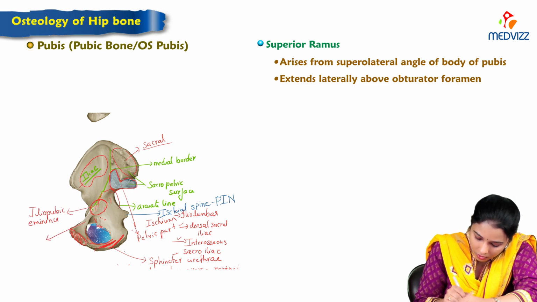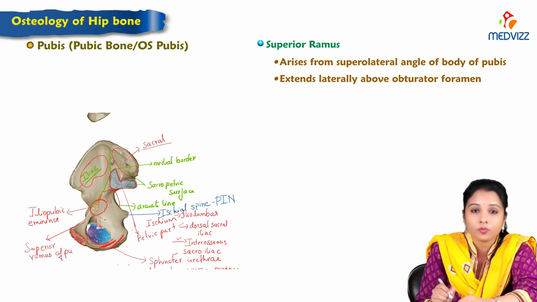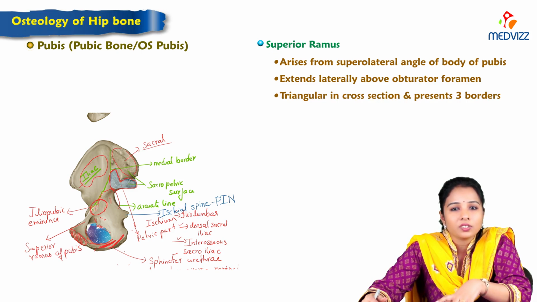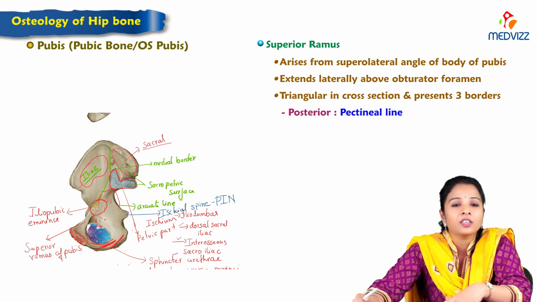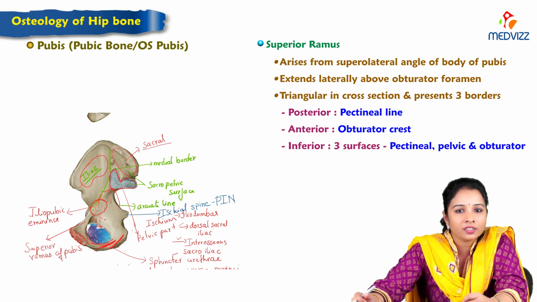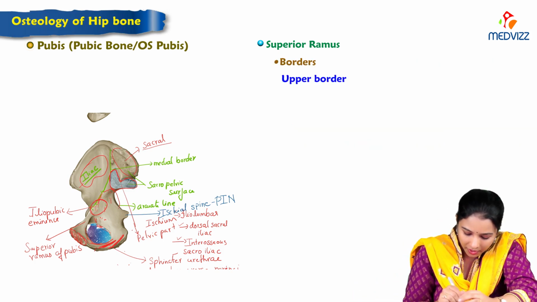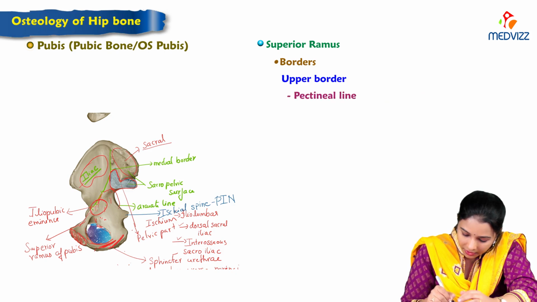And this is the superior ramus of the pubis. In cross section it appears to be triangular, having a pectineal line on it, and anteriorly it has got the obturator crest, and inferiorly it again has three surfaces: pectineal, pelvic and obturator. So the upper border of this superior ramus of the pubis is the pectineal line.